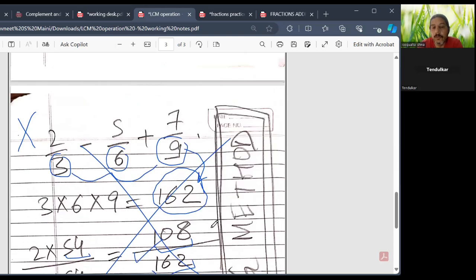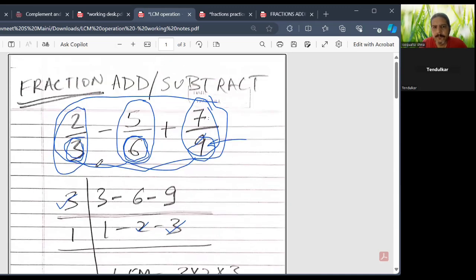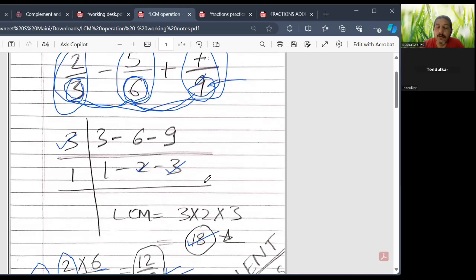So don't follow this method where the denominators are multiplied with each other and a big number is created. Never ever follow this method. A very simple way is that whatever numbers, fractions, or terms are given to you, look at their denominators, then take the LCM of the denominators, and that is how you solve any problem in this methodology.